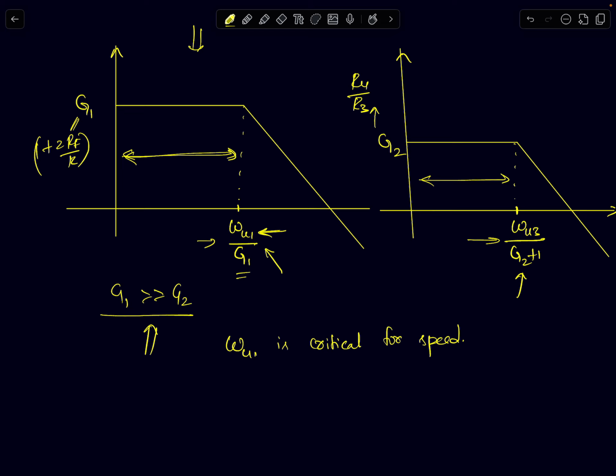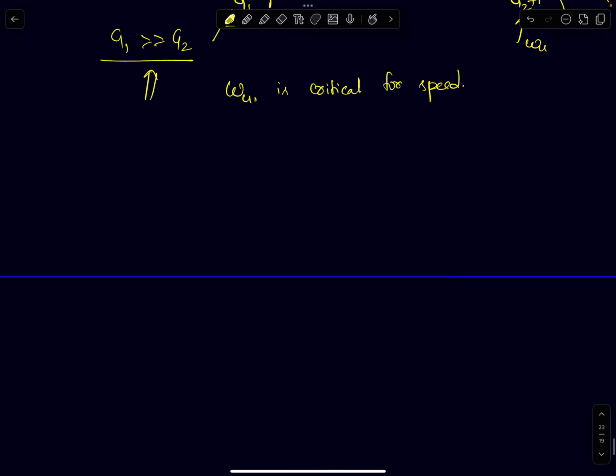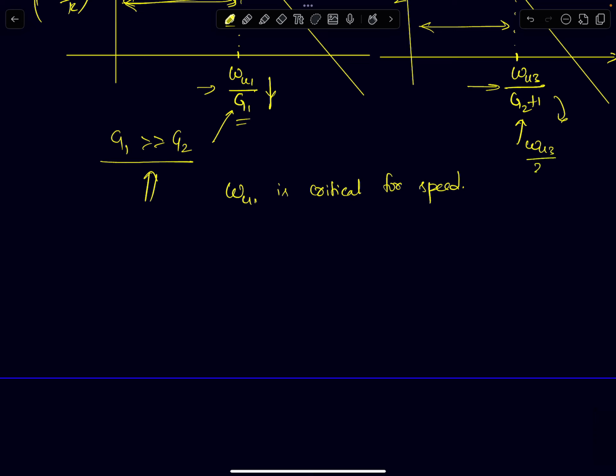The speed will many times be limited by the first stage itself, especially when you are programming the gain G1 to very high values. Let's say you are changing it to 1000, and let's assume the second stage gain is just 1. Then the 3 dB bandwidth of the second stage will be the op-amp's UGB over 2, assuming G2 equals 1. Whereas if G1 is 1000, and all the gain is coming from the first stage, it will be omega U1 by 1000, which can be much lower than the UGB of the second stage.